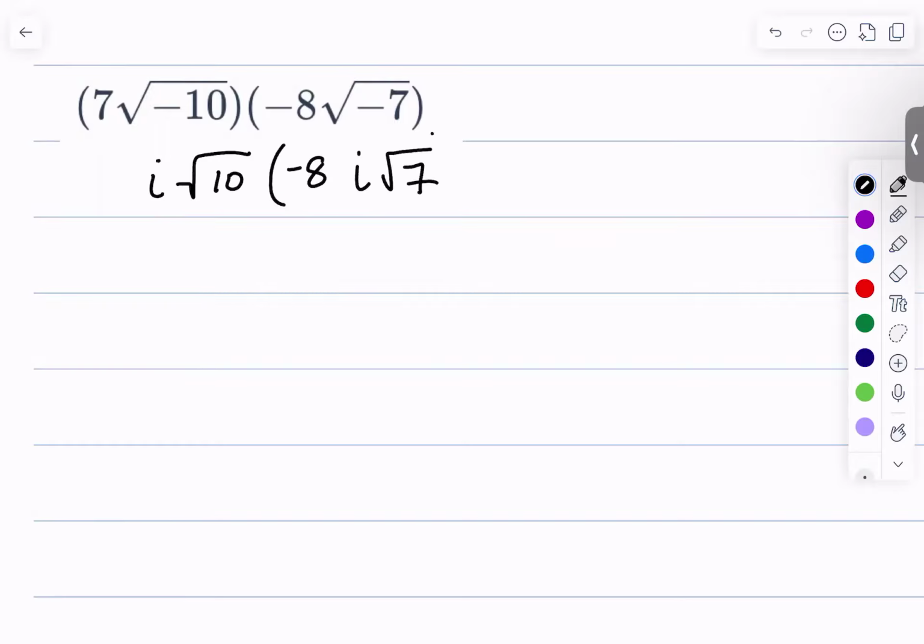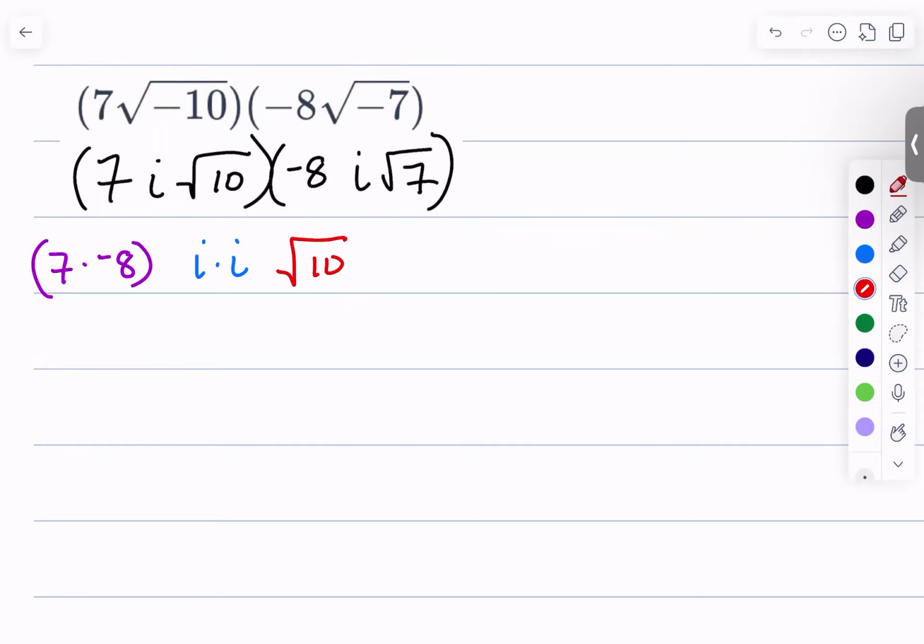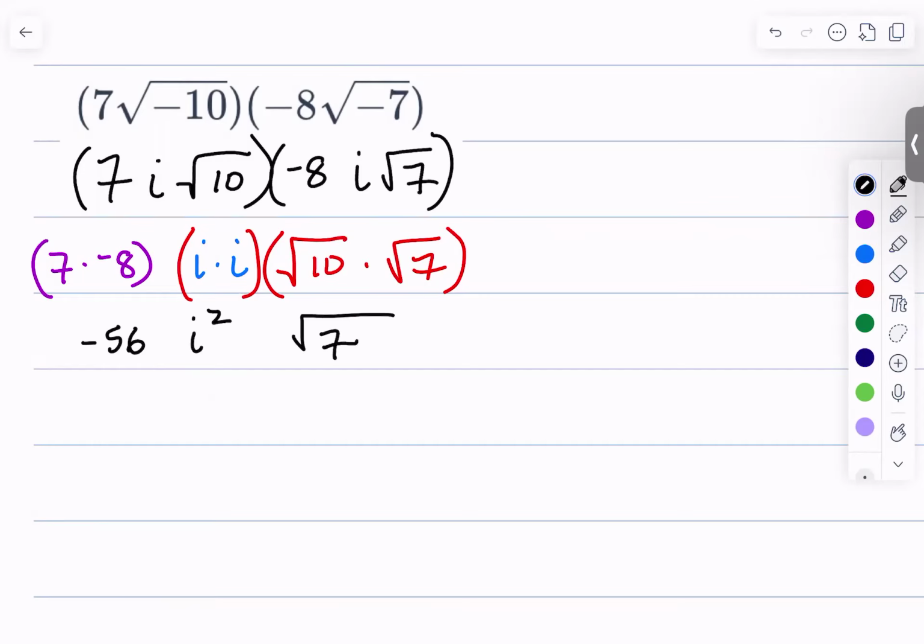So negative 8i square root of 7 times 7i square root of 10. And I'm going to do the same thing that I did in my previous example. So 7 times negative 8, and then i times i, and then square root of 10 times square root of 7. Okay? So 7 times negative 8 is negative 56. i times i is i squared. This would be 10 times 7 is 70. Right?